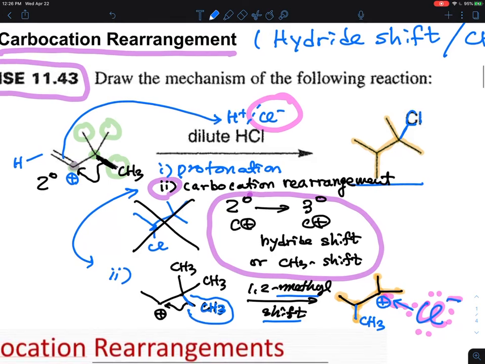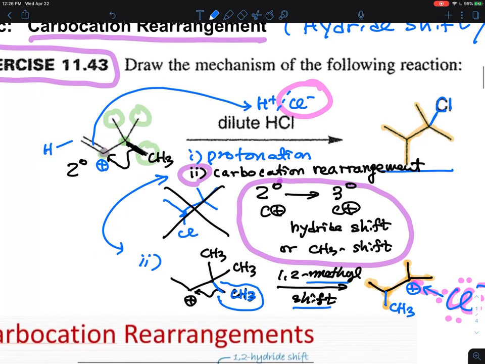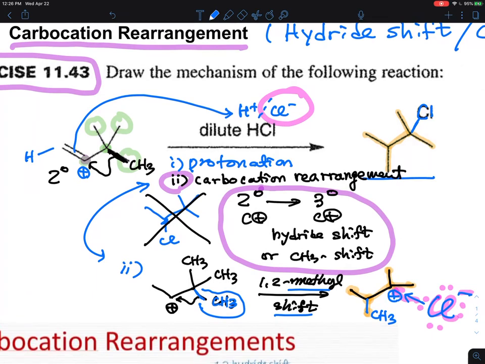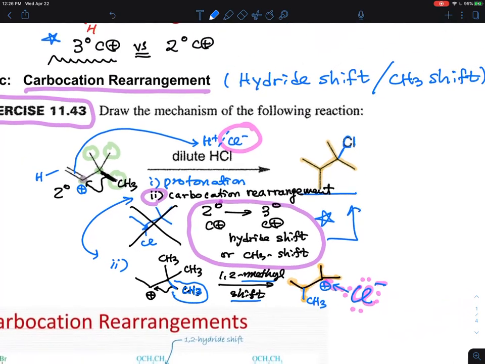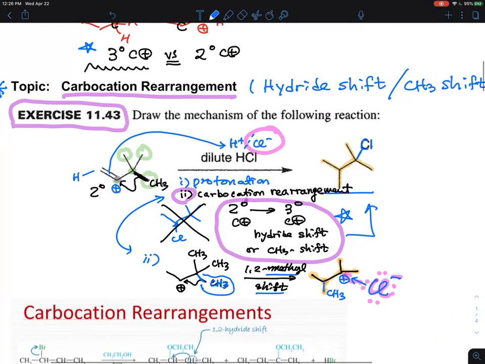And so that's why, because of the carbocation rearrangement that is shown up here, you have a new location of attachment, and that's the second problem set of the problem.